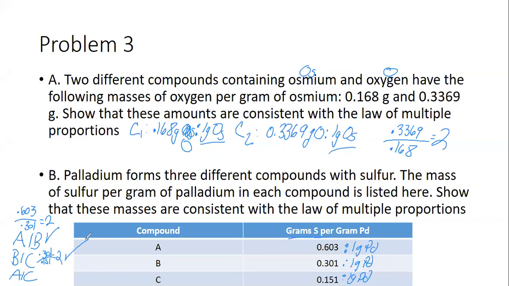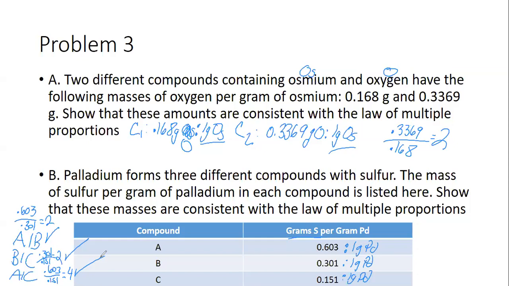Let's do A to C. A is 0.603. C is 0.151. Take these two, divide them together. That should be roughly 4. Yeah, that checks out. It doesn't have to be 2, as long as it's a whole number. It can be 1, 2, 3, 4, 5, a million. It probably won't be a million because of chemistry, but that's the idea.